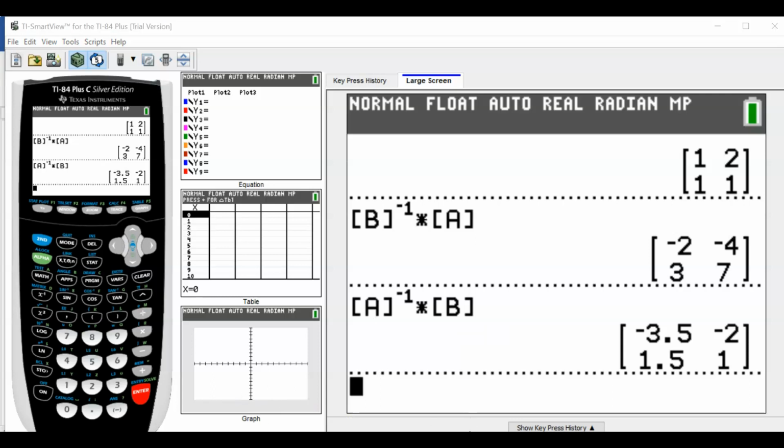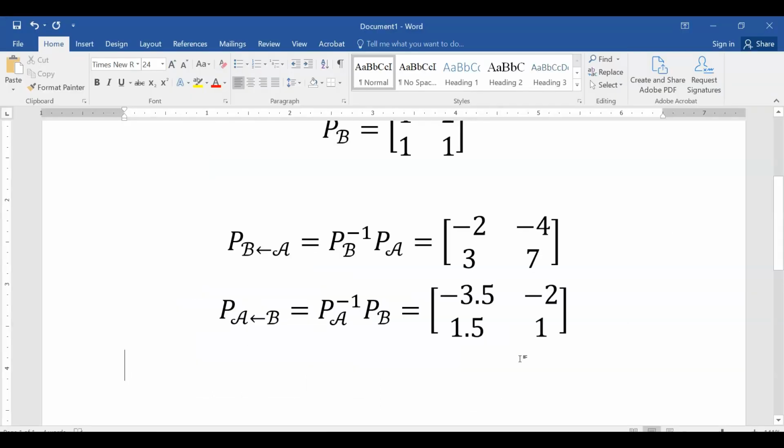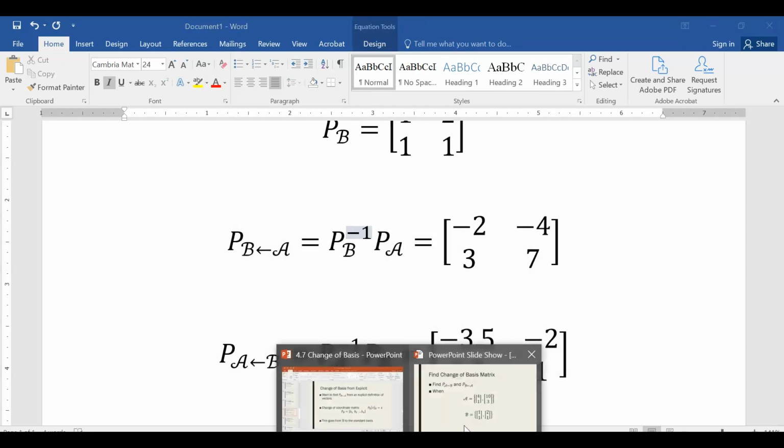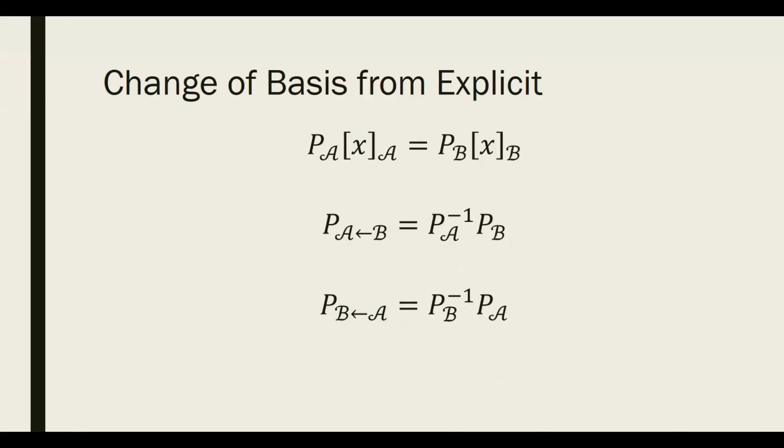So there we go. So here it is. Going from B to A, -3.5, -2, 1.5, 1. Going from A to B, -2, -4, 3, 7. Okay. By the way, I don't try to memorize this necessarily. What I like to memorize is this equation here.